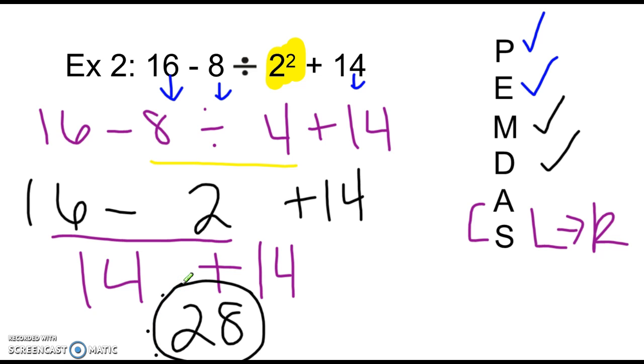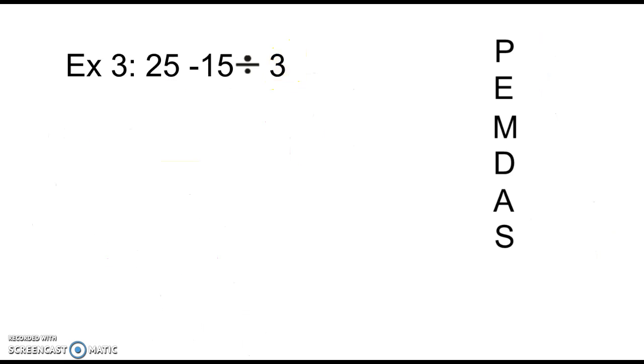So congratulations, you're almost through our notes. You have 2 examples in it so far, and we have 1 more example left to get through. All right, so example 3, 25 minus 15 divided by 3. So let's go through PEMDAS just like we've been doing, and the more you do this, you'll just do it out of habit, right at the beginning.